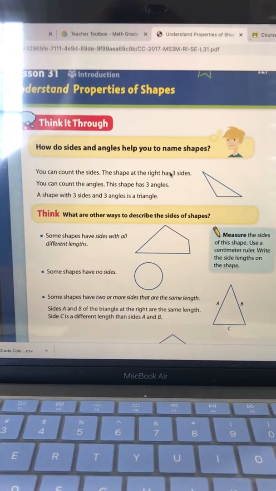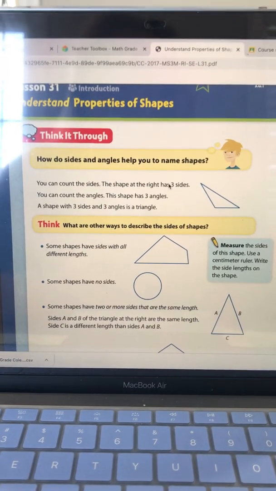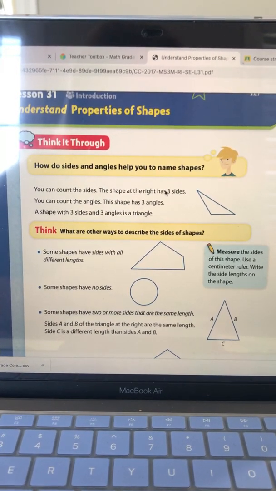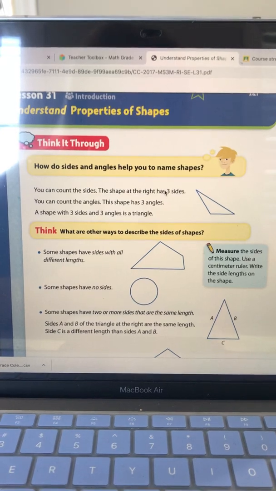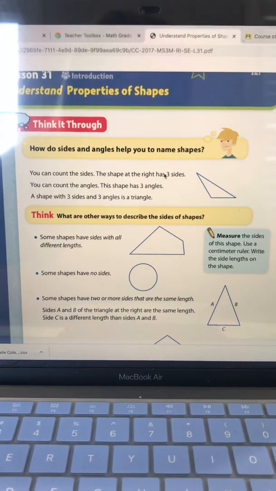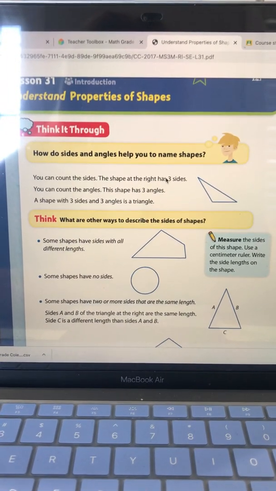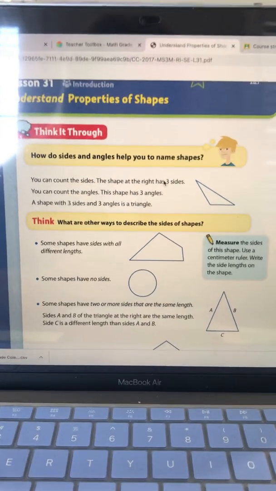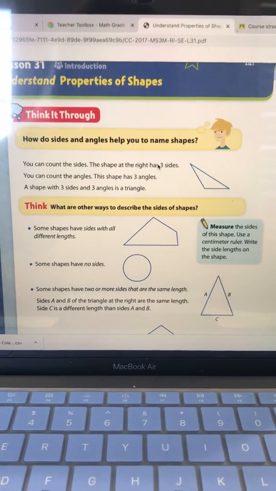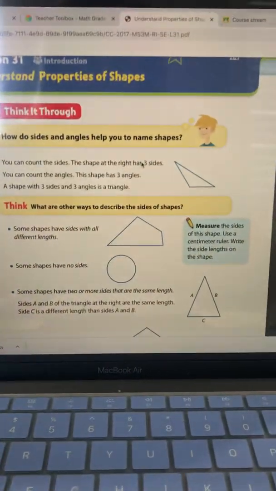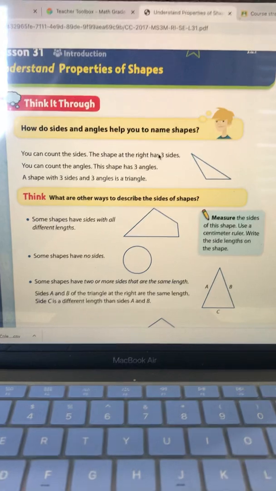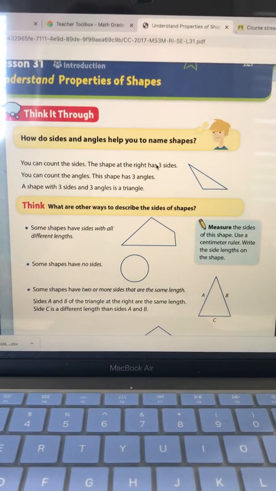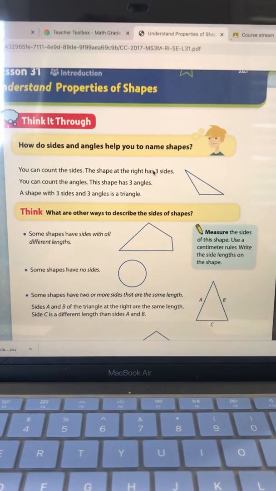So we're understanding properties of shapes, and we're going to call these attributes. So I need you to really understand the word attribute. What I told them in the classroom is that an attribute is like a rule. It's how you know that the shape I'm describing is a triangle. It's how you know the shape's a square. It's the properties, or the attributes, that a shape has to have. So it says, think it through. How do sides and angles help you name shapes?